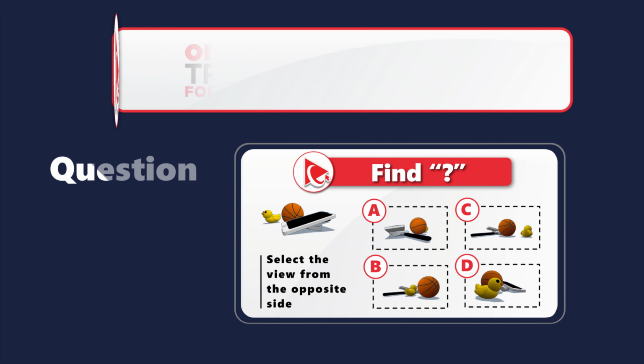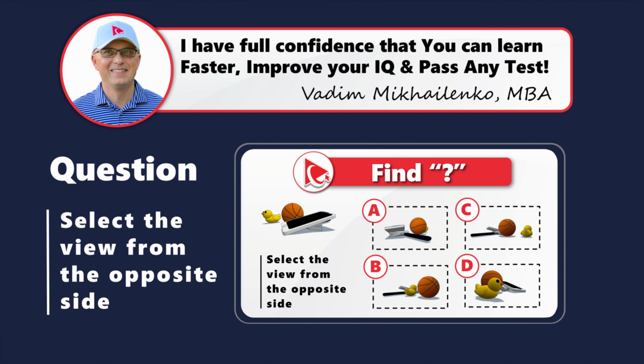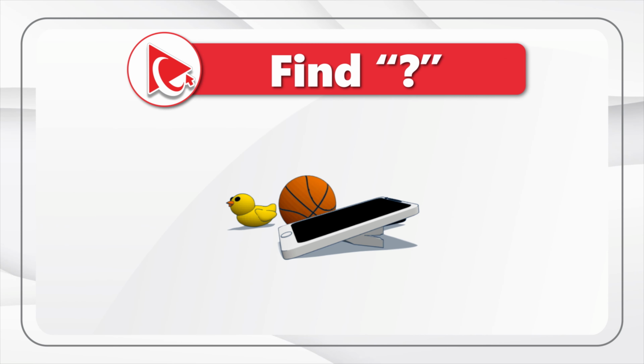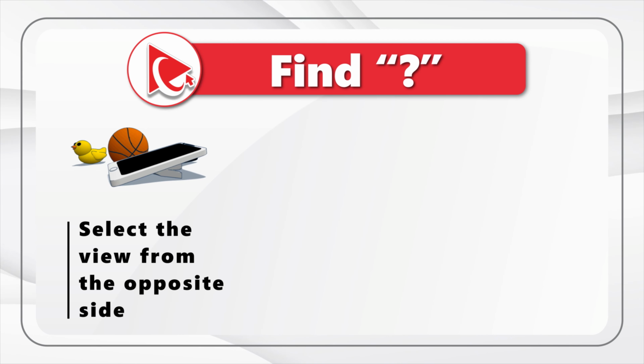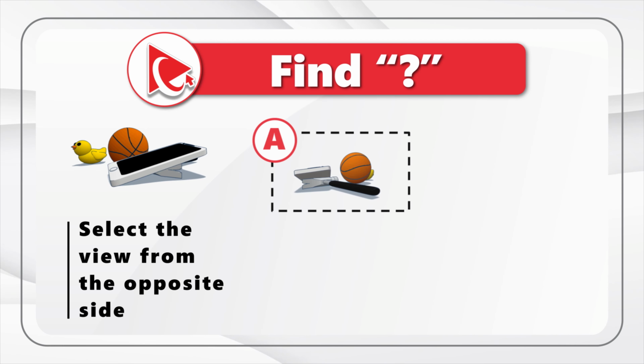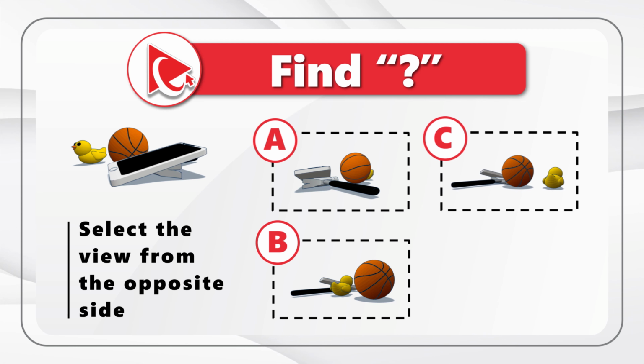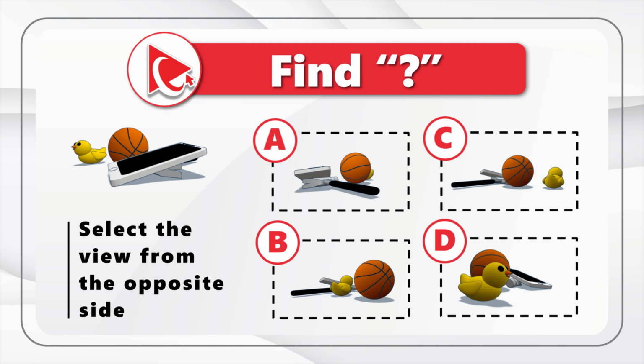Here's an amazing question to test your spatial reasoning. You're presented with the 3-dimensional view, and you need to select the view from the opposite side out of 4 possible choices. The choices are A, B, C, and D. Take a close look to see if you can select the right solution. Please look closely, as it may not be as easy as it seems.